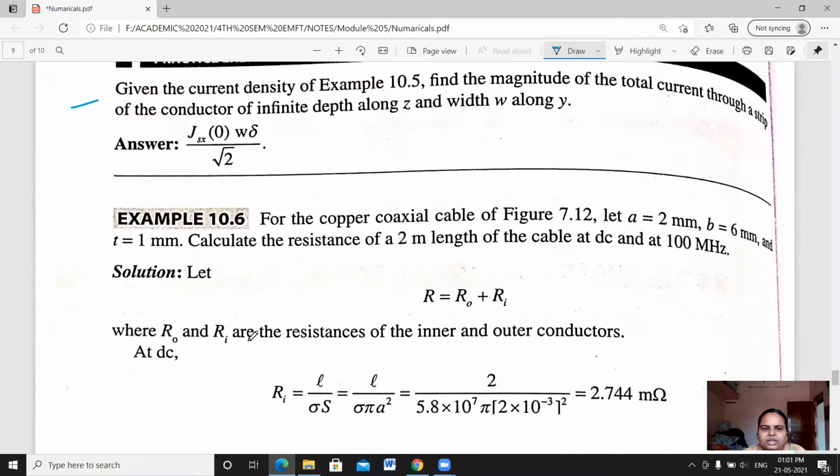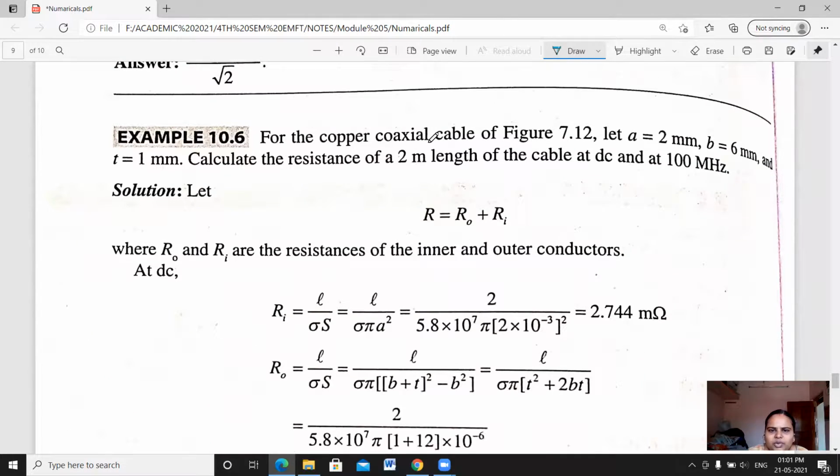Next question: for the copper coaxial cable, the figure will be like this. That's what we have taken here, where this is A, like that. Let A be equal to 2 mm, B be 6 mm, and T be 1 mm. Calculate the resistance of a 2 meter length of the cable at DC and at a frequency of 100 megahertz.